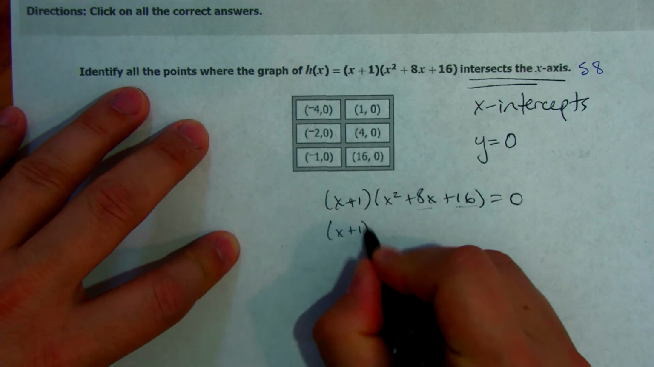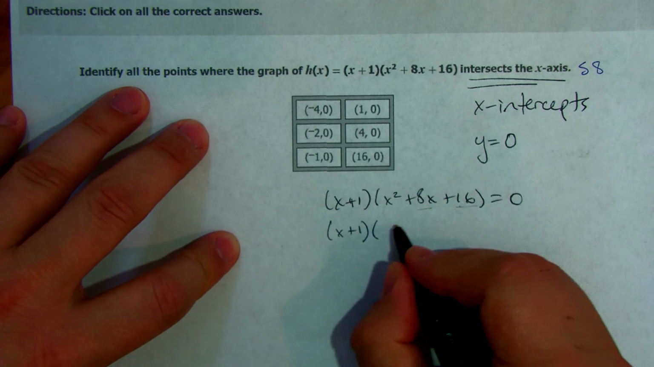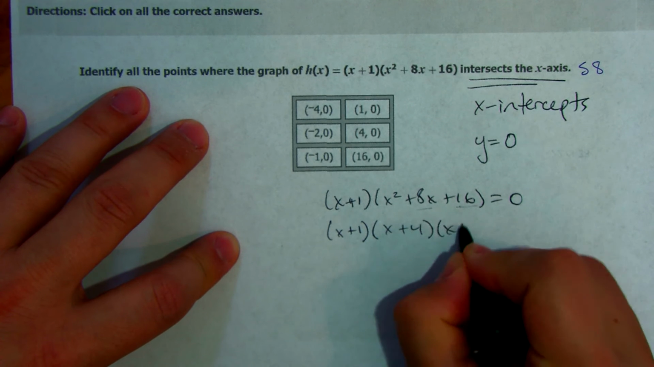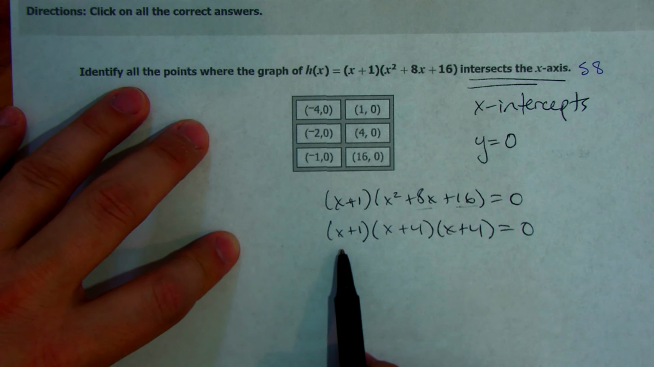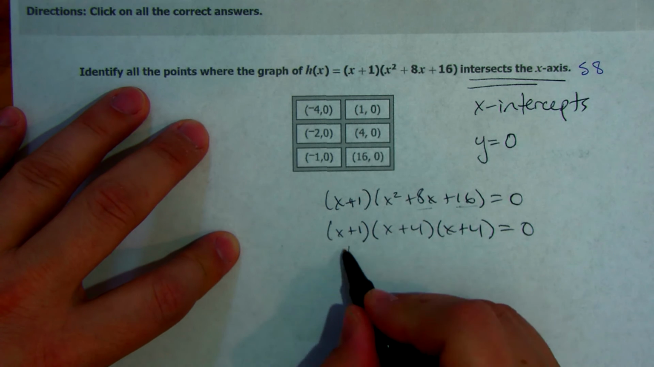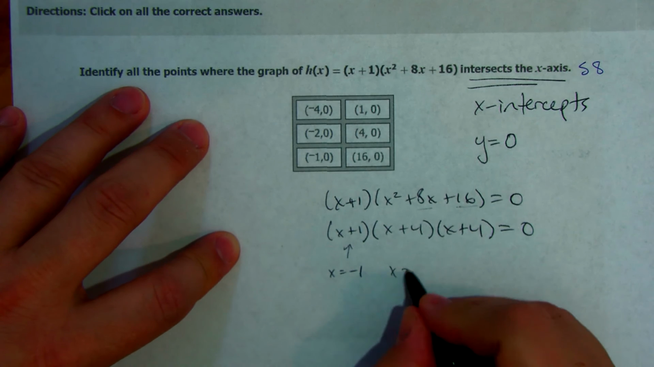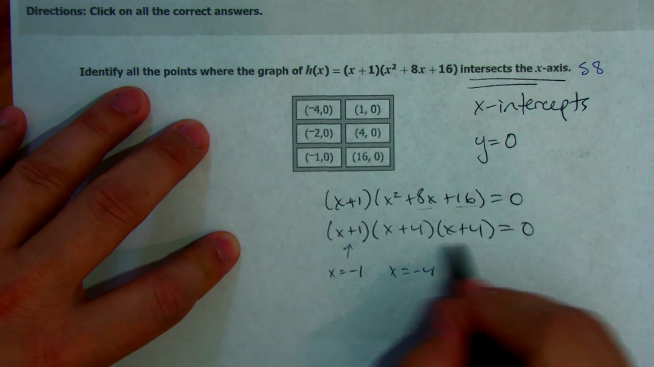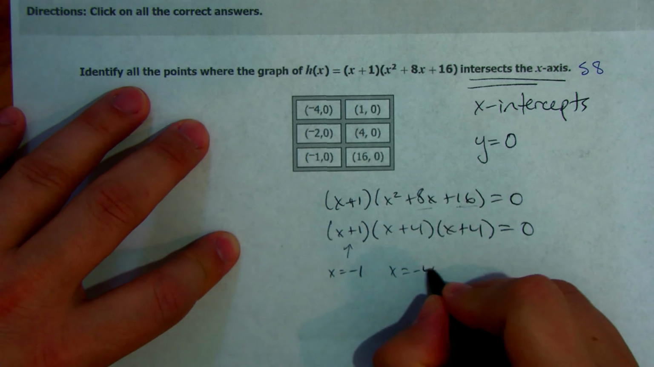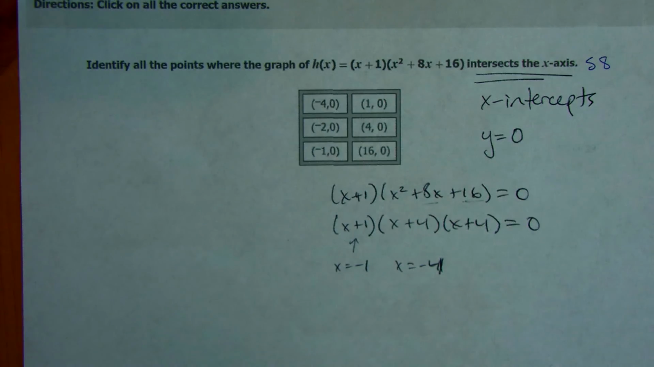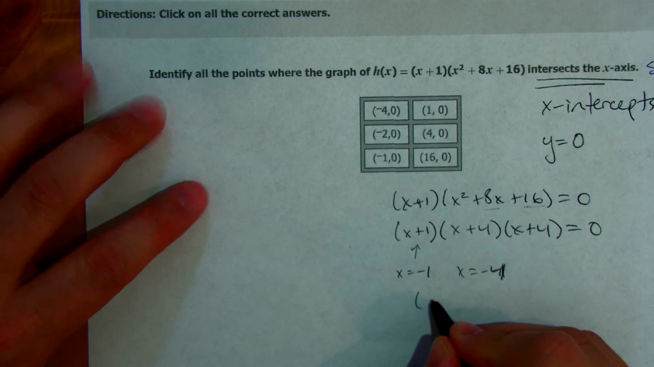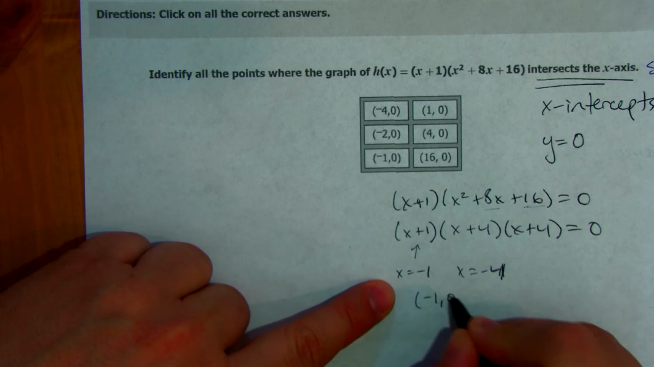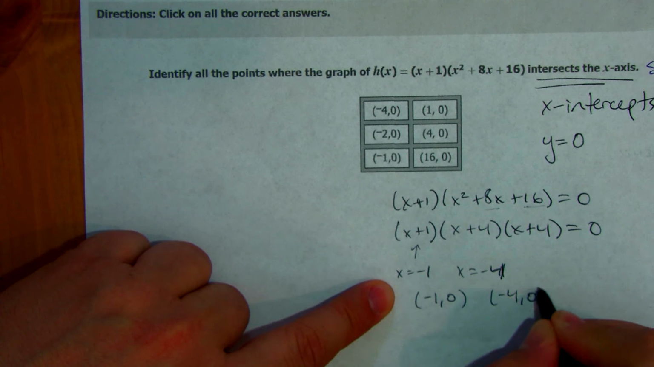So we can continue, if we can factor this expression, and get x plus 4 times x plus 4. And then the question is, what values of x are going to turn this into 0? Well, x equals negative 1 will turn this into 0. x equals negative 4 will turn either of these into 0. So those are our two x-intercepts, which means that it will intersect the x-axis at negative 1, 0 and negative 4, 0.